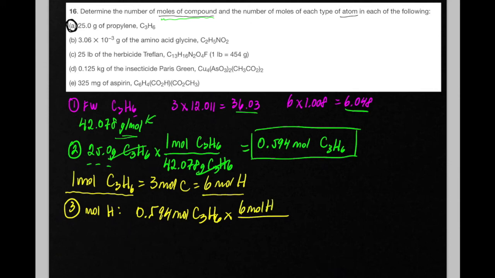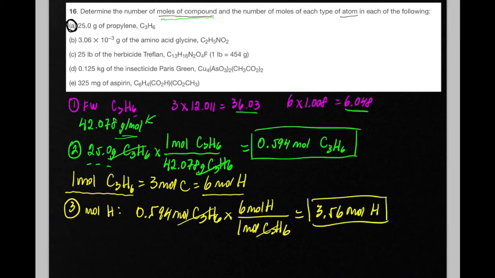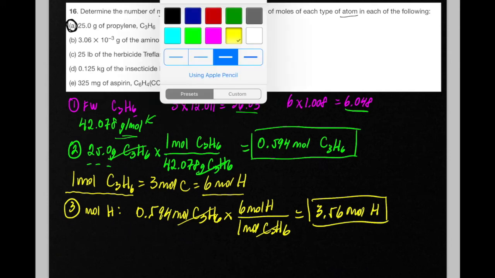Okay, and on this fraction bar, we want to position 6 moles of hydrogen on top and 1 mole of C3H6 on the bottom. Another way of saying this is that there's 6 moles of hydrogen per 1 mole of the compound, so we just multiply that result by 6. So 0.594 times 6. Remember, again, 6 is an exact number, so we want to round this result to 3 sig figs. So 3.56 moles hydrogen.